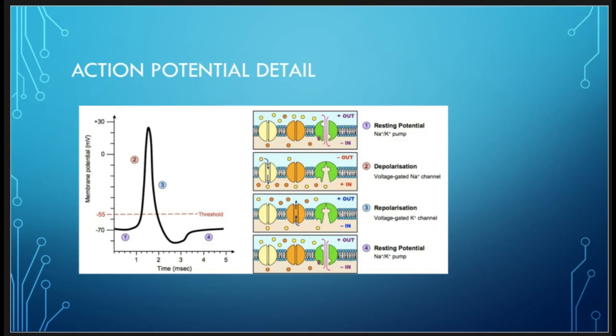Now, once this change has occurred, the cells are going to receive a stimulus. We have these voltage-gated channels, which you can see here. This one is for sodium, and this is for potassium. These are very simplified diagrams.